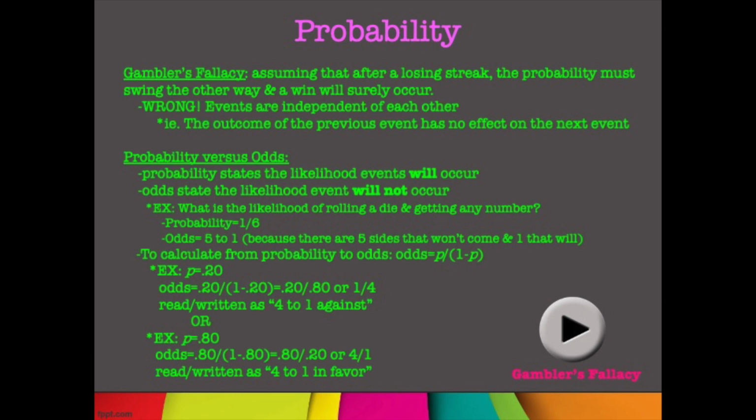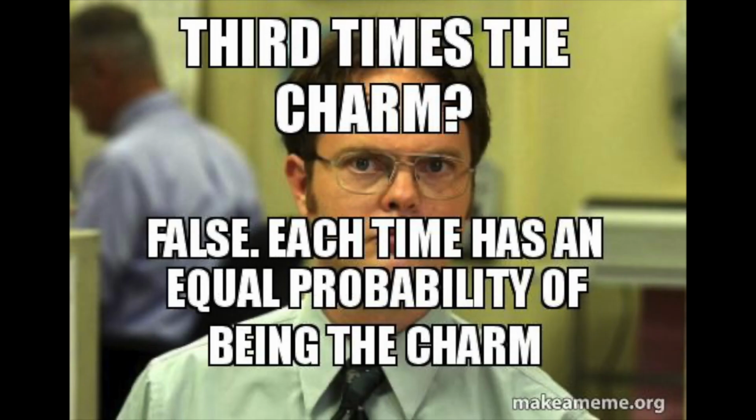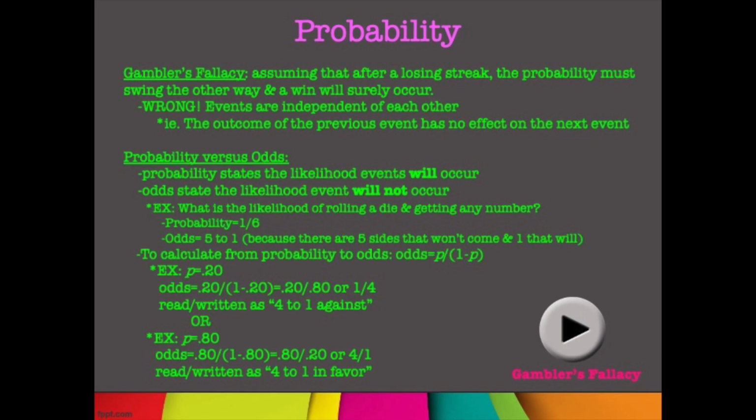So each event, each spin of that wheel on the slot machine is independent of every other spin of that wheel on the slot machine. So each individual spin has no correlation with any other spin. It doesn't have anything to do with whether you've won or lost so far. The outcome of the previous event of spinning that wheel, whether you won or lost, has no effect on the next event.